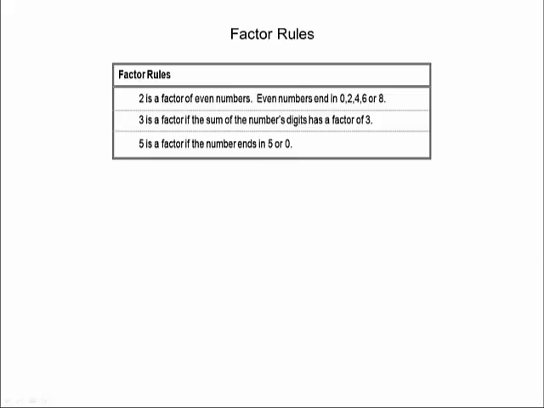Here's some factor rules which will help you break numbers down into factors. Sometimes these are called divisibility rules. The rules here are for 2, 3, and 5. 2 is a factor if the last digit of a number is 0, 2, 4, 6, or 8. That is, if the number is even. 3 is a factor if when you add the digits, you get a number which itself is a factor of 3. And 5 is a factor if the number ends in 5 or 0. There's rules for 10 and some other things, but for instance, if 10's a factor, then so is 2 and 5. So I usually just use these 3 to start with.